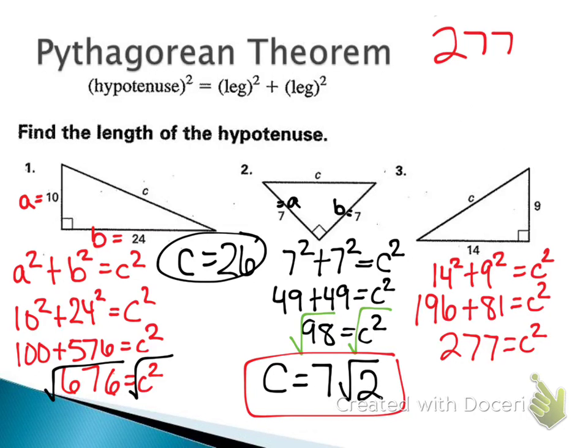All right, so this one does not simplify. So when we square root both sides, we are left with a final answer of C equals the square root of 277. If it doesn't simplify, you just leave it there.